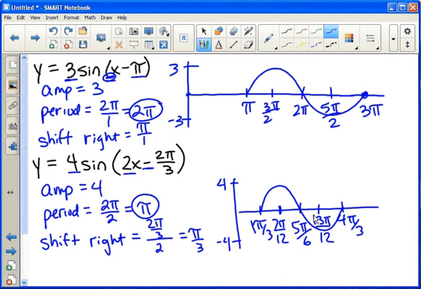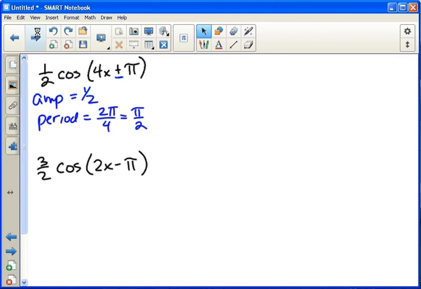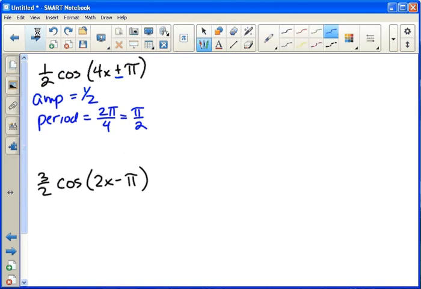Okay, so here's one example I have where we're going to be shifting left because of this plus right here. So real quickly we'll go through this. Amplitude is 1/2. The period is going to be pi over 2 because you do 2 pi over 4, which is pi over 2. And then the shift is going to be to the left, and we do C over B. So it shifts left, pi over 4.